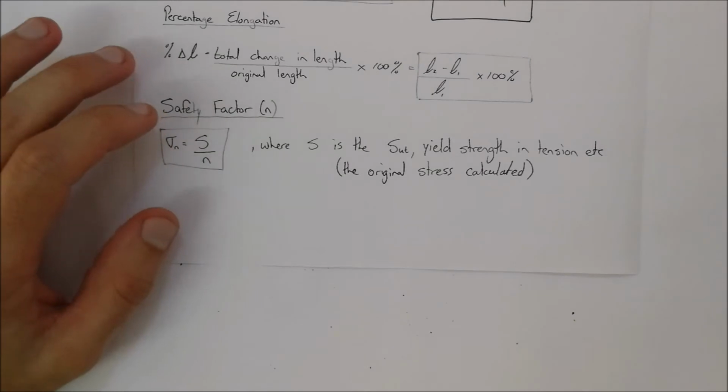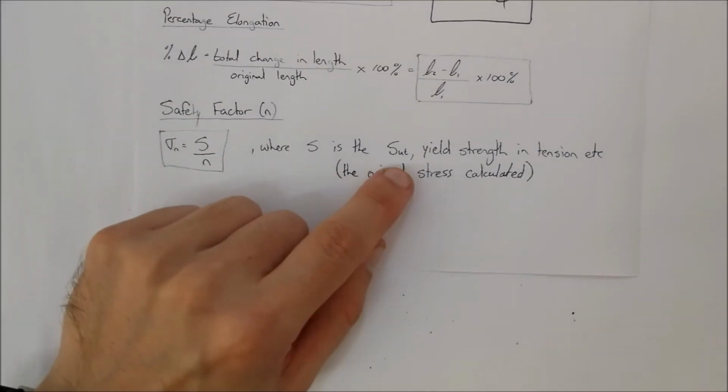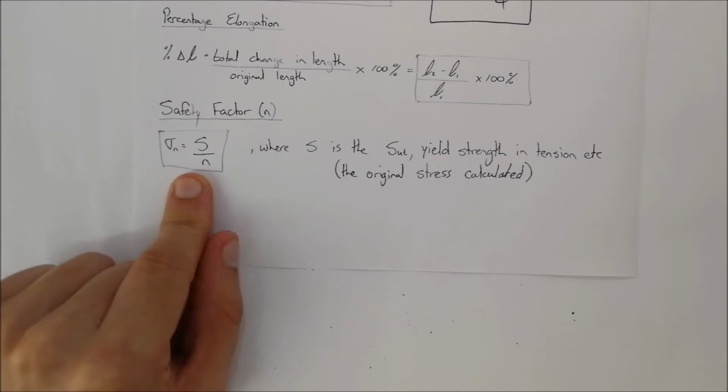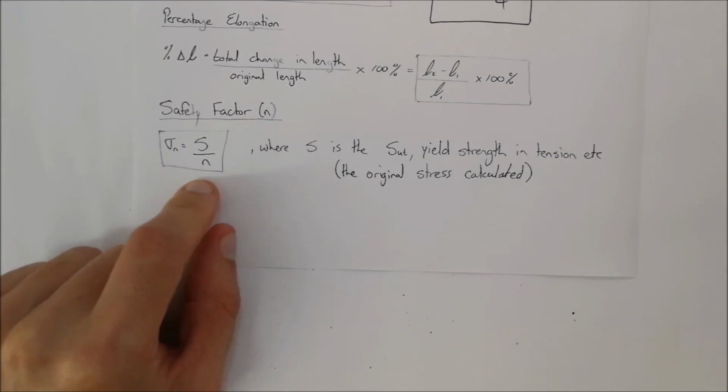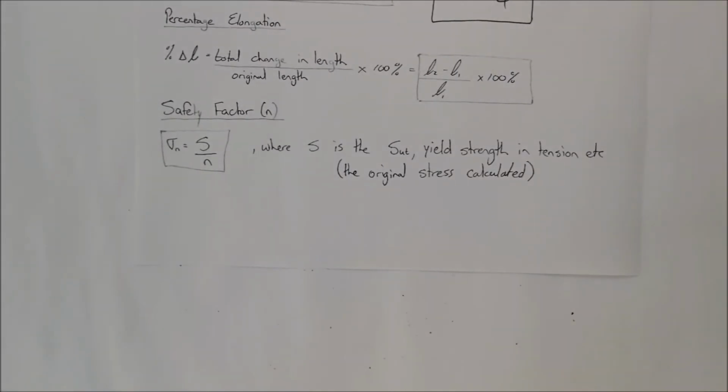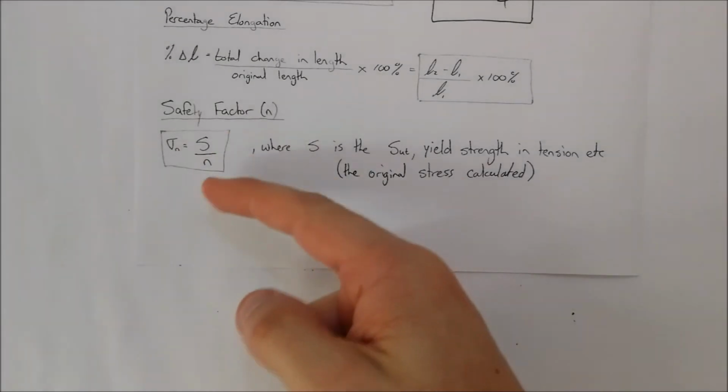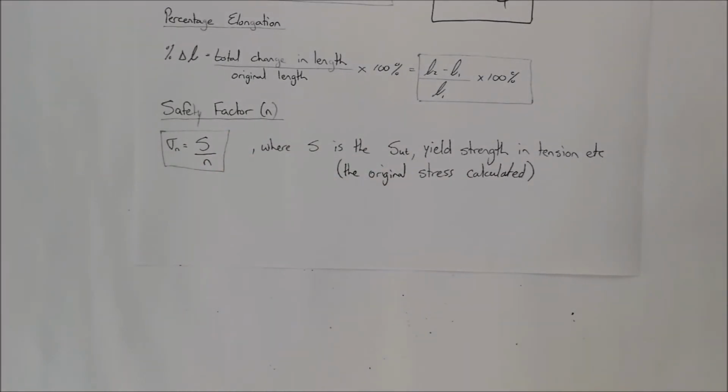If you want a safety factor, S would be your ultimate tensile strength value, and N would be the safety factor that you take into account. Let's say you constructed something, got a piece of material, and you've seen that the ultimate tensile strength value is 40 kilonewtons, and you want a safety factor of 2. You say 40 divided by 2, and that gives you the maximum stress you can work with, which would obviously be 20 kilonewtons divided by the original cross-sectional area.